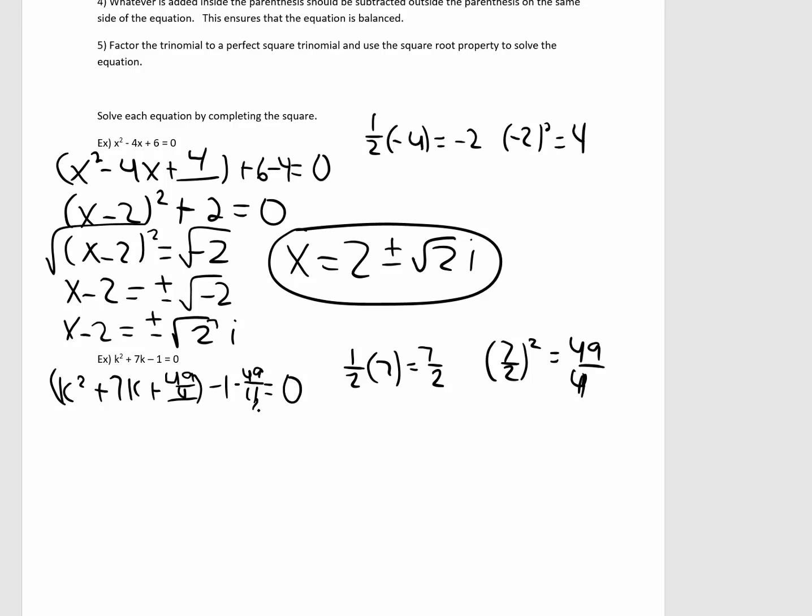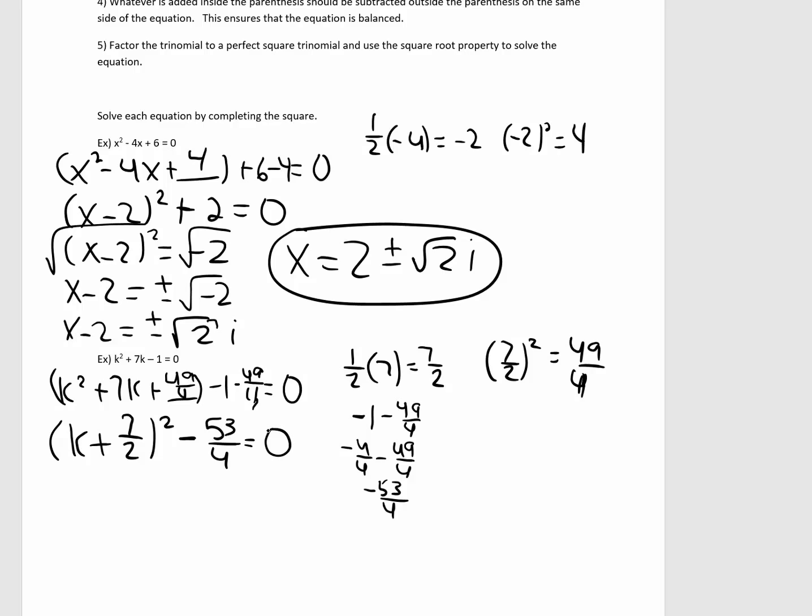49/4. Now remember, I'm going to use the first part of the completing the square part in order to help me factor. Because it's positive 7 halves, I can factor it as k plus 7 halves, a quantity squared. -1 minus 49/4. I've done on the side, that's -53/4. Add the 53/4.